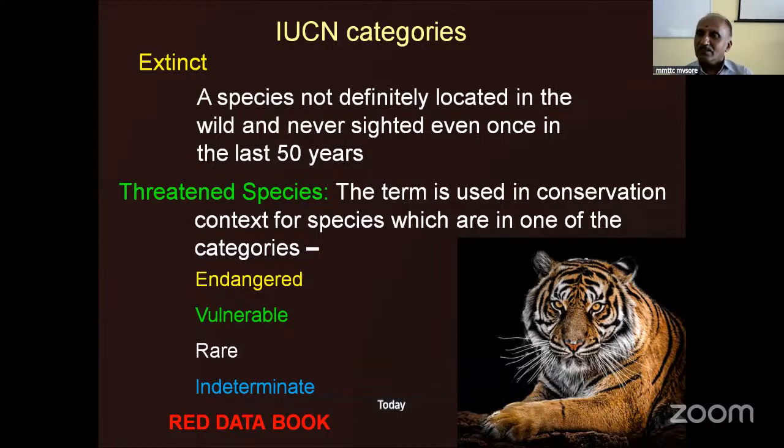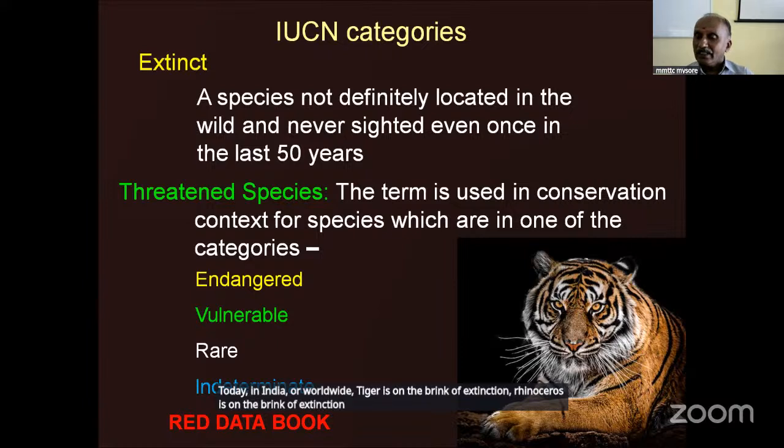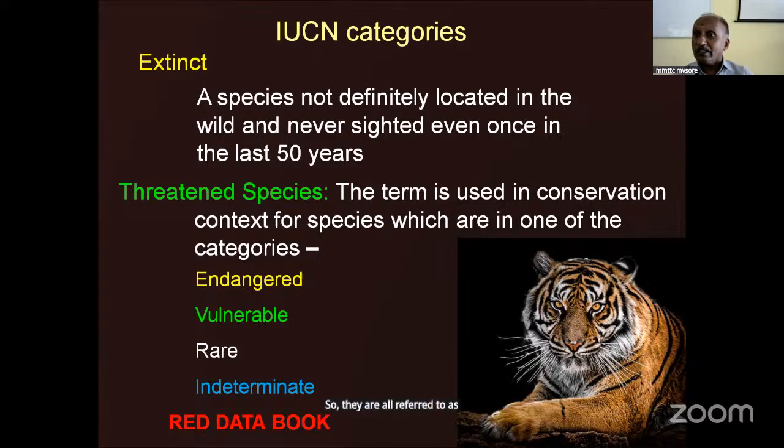Today in India or worldwide, the tiger is on the brink of extinction. The rhinoceros is on the brink of extinction. The Asiatic lion is on the brink of extinction. Even the king cobra is on the brink of extinction. So they are all referred to as endangered species.